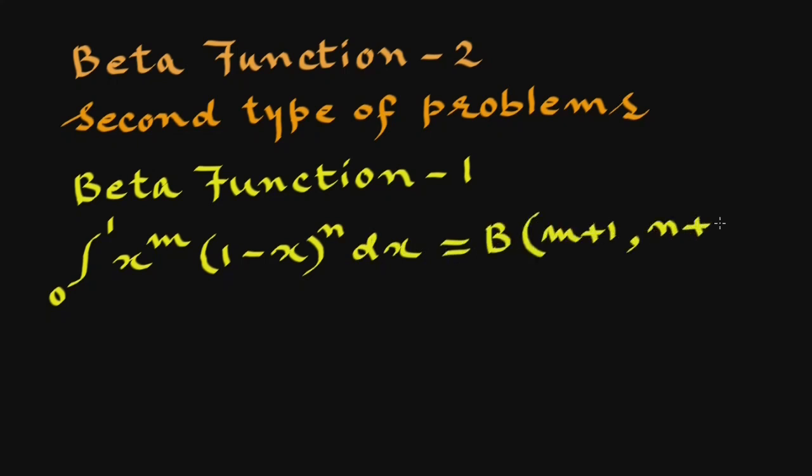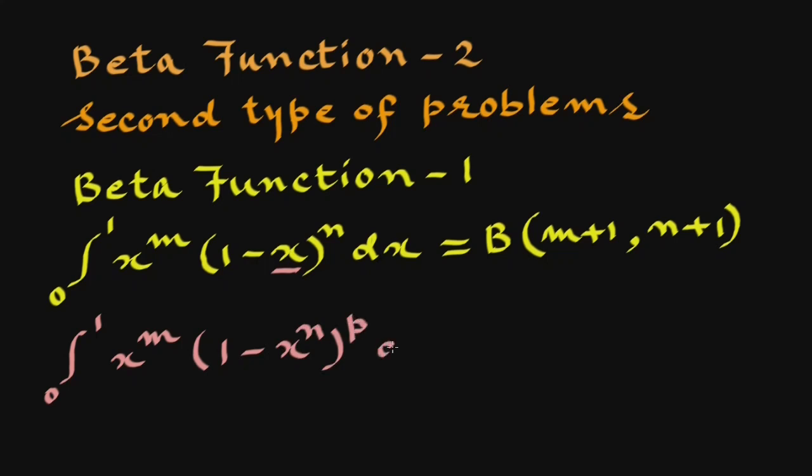comma n plus 1. In the second type of problems, we will make a slight change and write the integral from 0 to 1 of x raised to m into 1 minus, instead of this x, we will write x raised to n, whole raised to p dx, and see how to solve this.